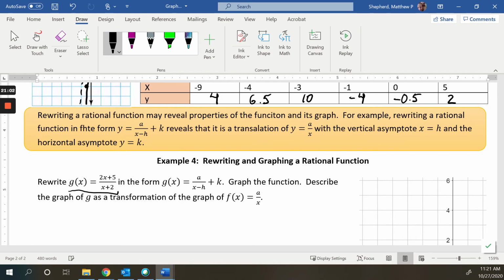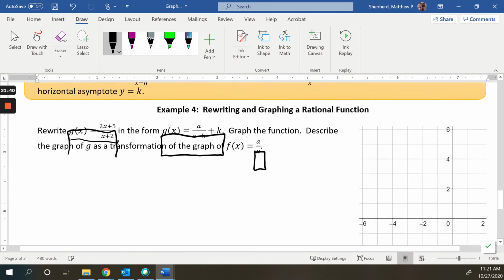What we're going to do with this next example, we're going to take this g of x. We are going to do some manipulation of that equation to change it into this form so that we can then see how it's related to that original. Remember, we already figured out that a gave us a vertical stretch. We know what a does in this equation, but what specific function do k and h perform?